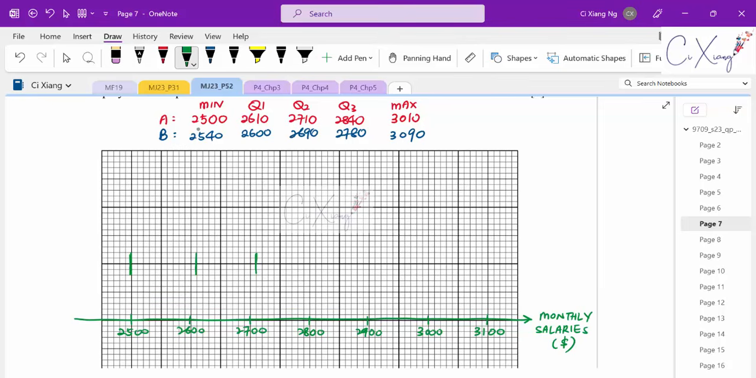So 2,840 will be this one. And after that, the maximum value is 3,010. So 3,010 is this. Okay, so the middle three lines, the Q1, Q2, and Q3, we need to connect by using two horizontal lines to make it become a box.